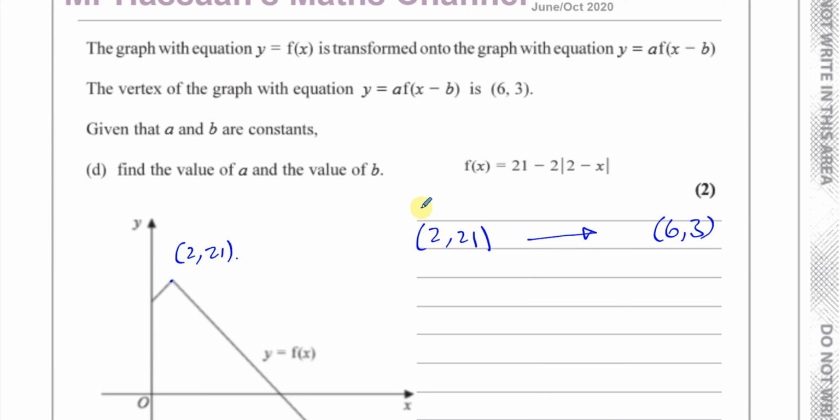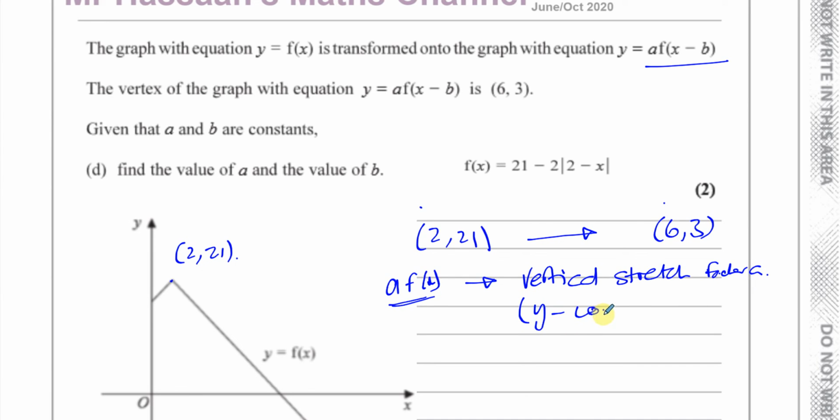So this is the original function, and this is the new function, which is y equals a f x minus b. Now, to find the values of a and b, we can see that the a value is outside the function. It's like a f of x. So this represents a vertical transformation, a vertical stretch of factor a, and it affects only the y coordinates. Anything that's outside the function, multiplying the whole function, is affecting just the y coordinates.